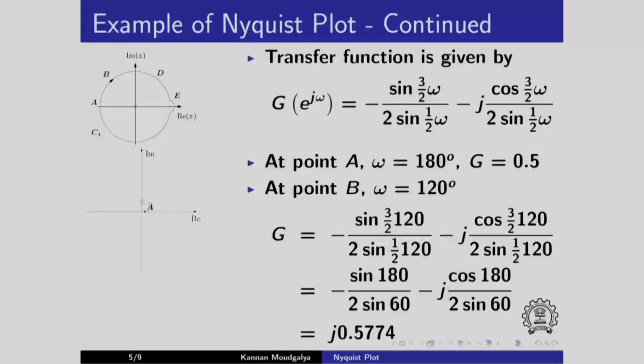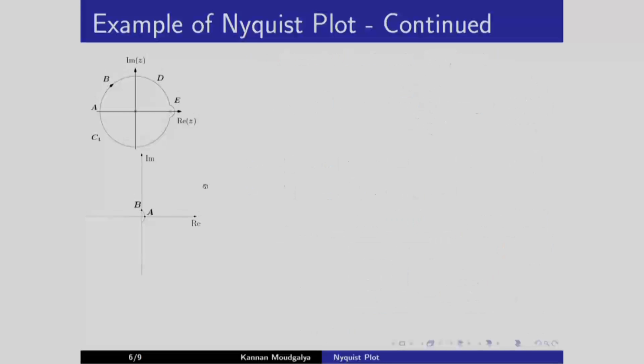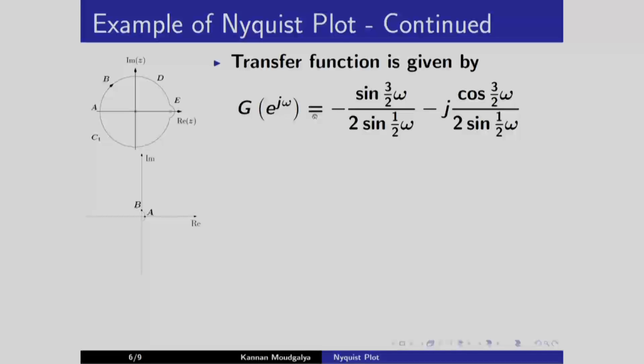So let us plot this, it should be somewhere here, that is point B. So I have connected A and B. So let me start with that curve. The transfer function is given by whatever we had in the previous slide.